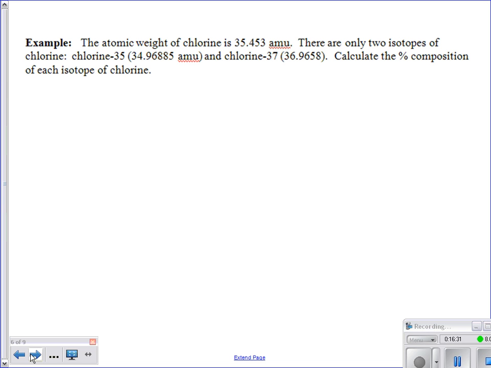Last one. In this case, I have the atomic weight of chlorine is given to me, and there's only 2 isotopes of chlorine, and they're given as well. So again, we want to calculate our percent composition of each isotope. So I would like you guys to work through this. Stop the video if you are not playing it, doing it in that direction, and then check and make sure you can get the answers.